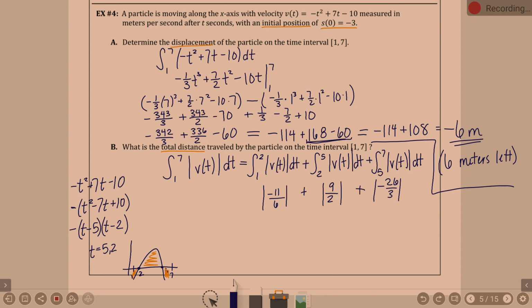Okay. Absolute value means these each are going to become positive. Denominators of 6, 2, and 3 should become denominators of 6. Did you go to 12? Why? Okay, 9 halves multiplied by 3 is 27/6. 26/3 multiplied by 2 is 52/6.